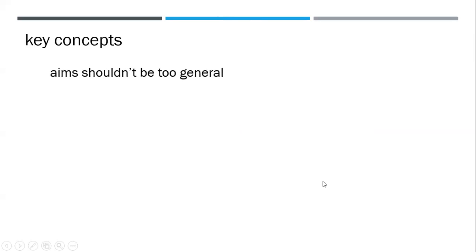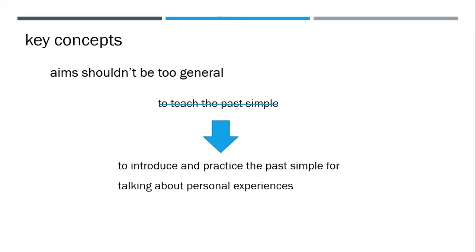So aims shouldn't be too general. For example, some teachers might want to teach the past simple. This is the aim of my lesson. Well, actually, it's not a good aim. A good aim for a lesson would look like this: to introduce and practice the past simple for talking about personal experience. So first of all, we introduce and practice it.